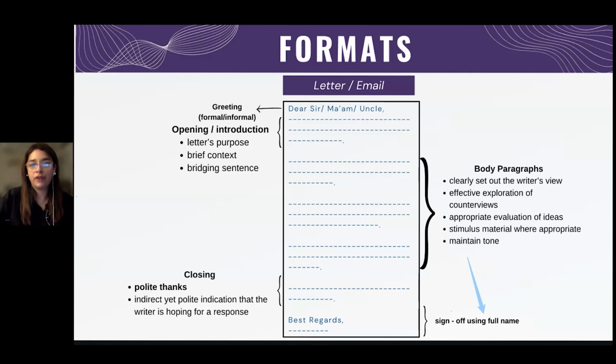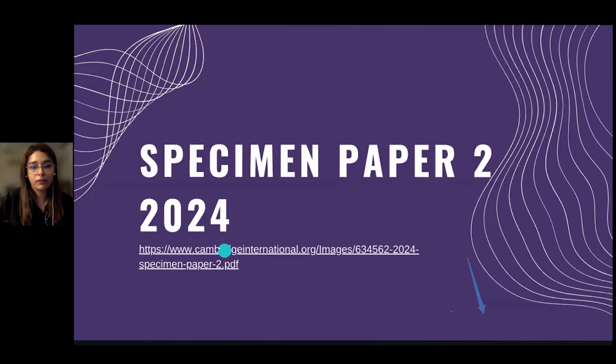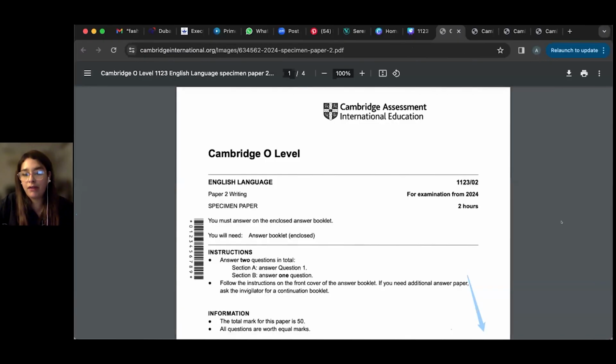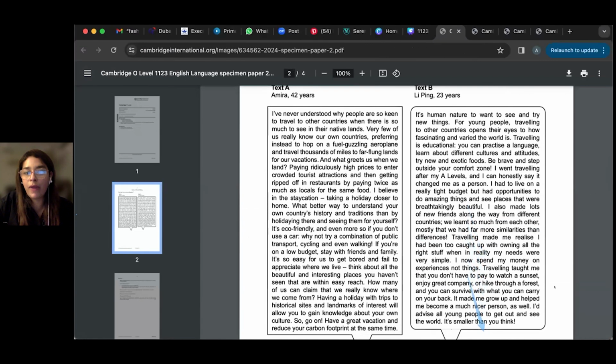Okay, so the first thing that I want you to do is look at the specimen paper. This is the specimen paper that you have in hand. We'll use this to go over all formats. So basically the idea here is that the specimen paper gives you this text A and text B, which is basically highlighting the idea of whether or not students should travel to other countries or they should travel locally. So this is something that the text highlights.